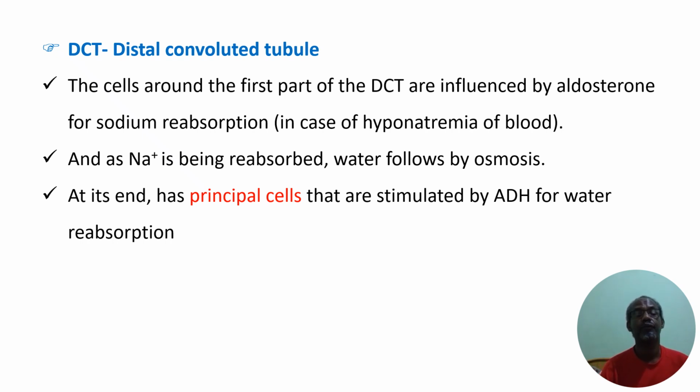The message is: the blood of this man or woman is low in sodium, so don't allow sodium to pass into urine. Therefore, the cells in the first part of the distal convoluted tubule efficiently reabsorb sodium and return it into the blood.